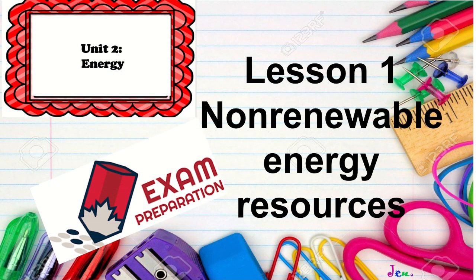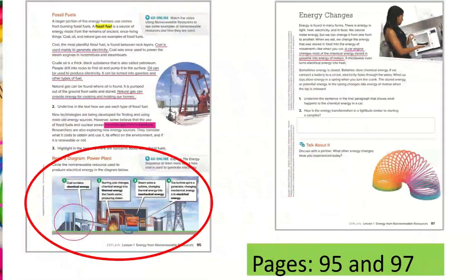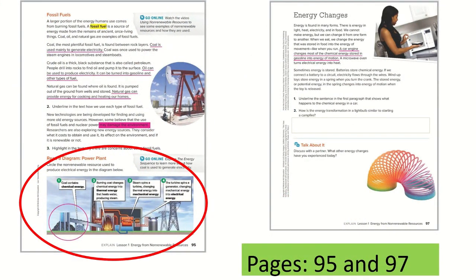In this video, we are looking at Module 2, Lesson 1, Non-Renewable Energy Resources. From this lesson you will find 2 pages are coming in the exam. Page 95 will have a written question based on this picture, and page 97 will have a multiple choice question.